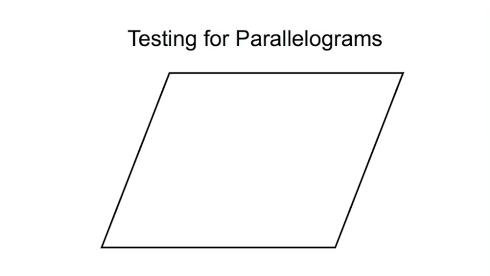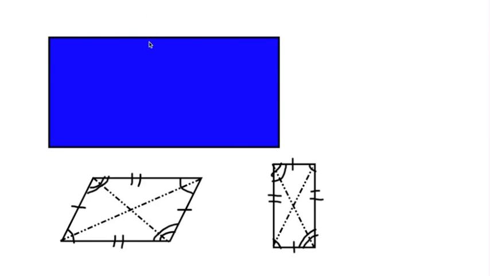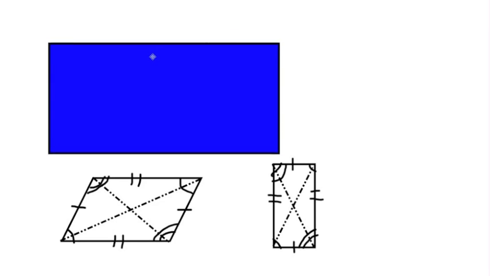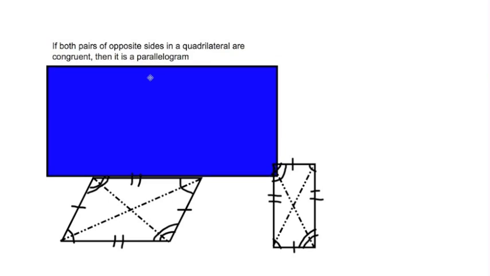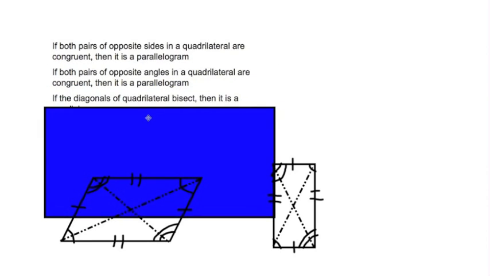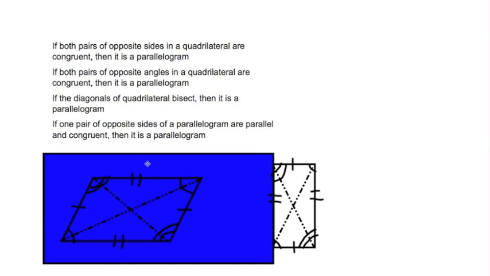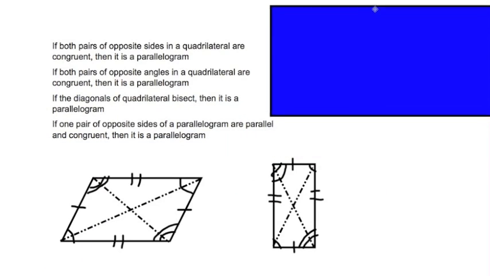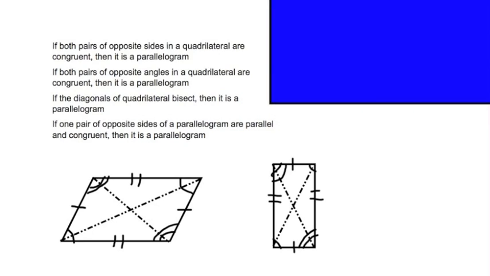Woohoo! Testing for parallelograms uses the previous properties and actually applies them to quadrilaterals, so we can figure out if they are parallelograms. Let's get started. If you're trying to find out if a quadrilateral is a parallelogram, and you say yes to any of the below, you have a parallelogram. Congratulations, it's adorable. So you have a parallelogram if both pairs of opposite sides in a quad are congruent, or if both pairs of opposite angles in a quad are congruent, or if the diagonals bisect, or if one pair of opposite sides of a quadrilateral are parallel and congruent. Good for you for paying attention this far. Keep up the hard work.